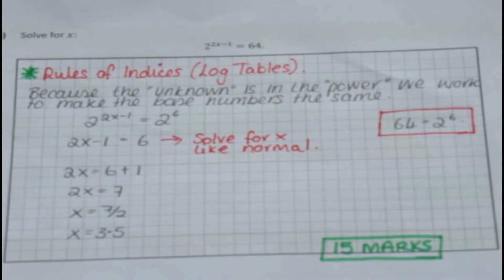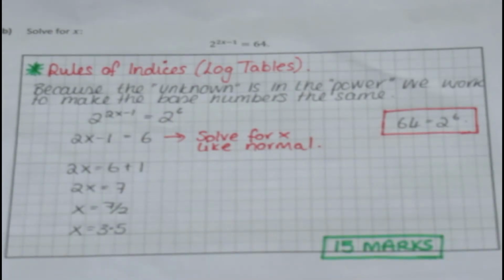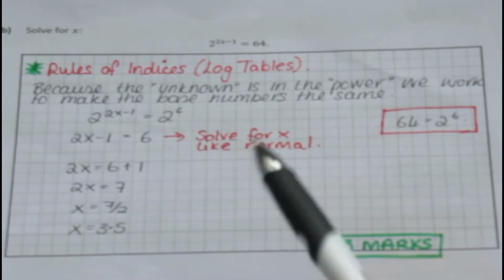Now don't feel bad if you didn't know that off by heart or it didn't magically appear in your head. Get your calculator out. Start 2 to the power of 3, 2 to the power of 7, 2 to the power of 5 and just check, can you write 2 to the power of something to get 64? I'm going to rewrite my equation now. 2 to the power of 2x minus 1 equals 2 to the power of 6.